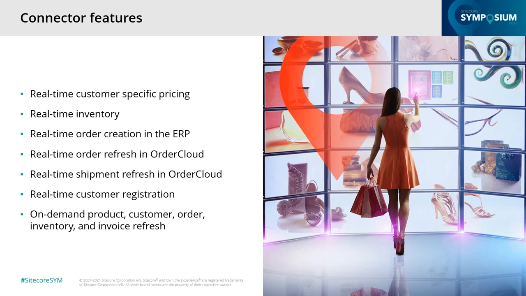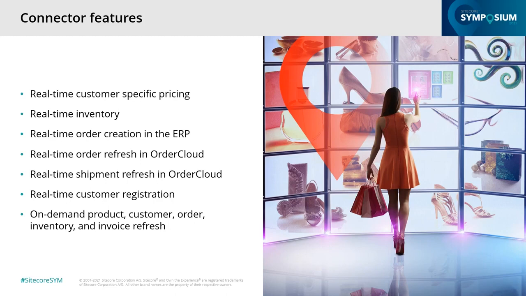Order status can be refreshed in real time via real-time order refresh calls. The connector can be configured to accept the changes in the order data in Infor CSD. Once it receives the data, it updates order information in OrderCloud. Similar to real-time order refresh, real-time shipment refresh can be used to update shipment information in OrderCloud. This helps customers to see the shipment status of their orders and track the order with shipment tracking.